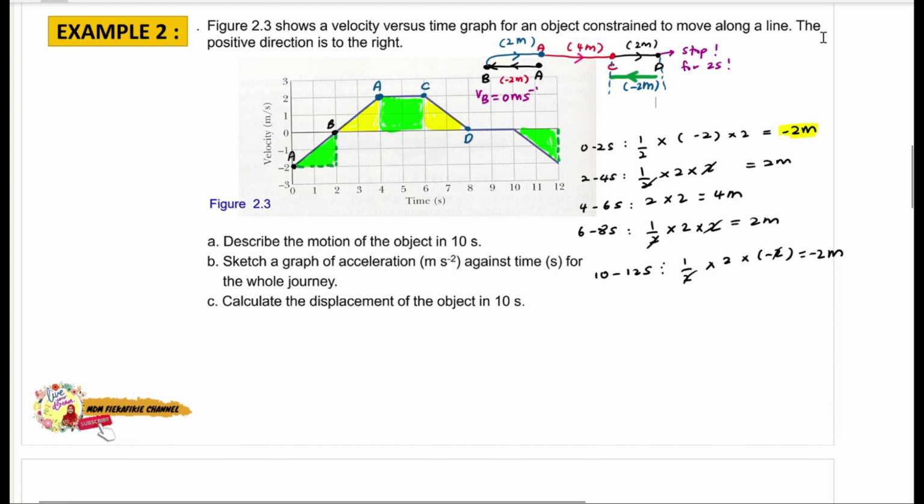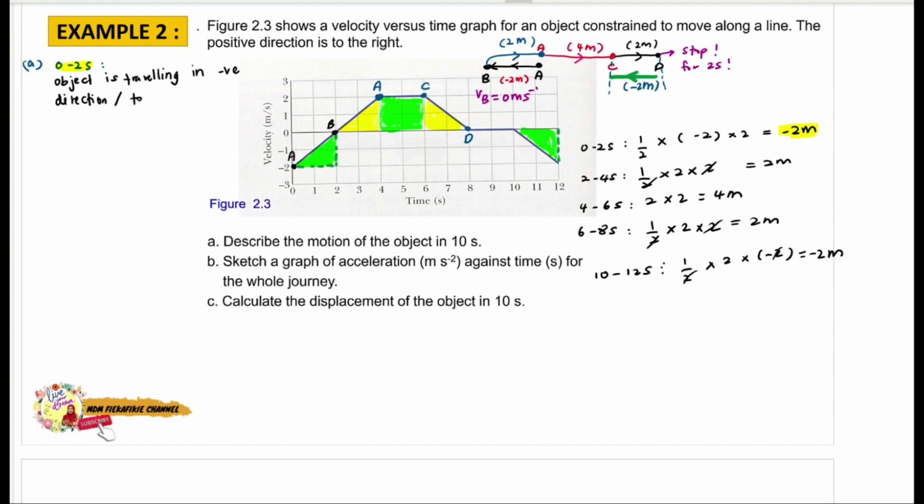Alright, so now let's try to write the motion of the graph in sentence form. We start with 0 to 2 seconds. What happened from 0 to 2 seconds? We can say the object is travelling. From 0 to 2 seconds, it moves in the negative direction because the velocity is negative. So because the velocity is negative, you can say that the object is travelling in the negative direction.